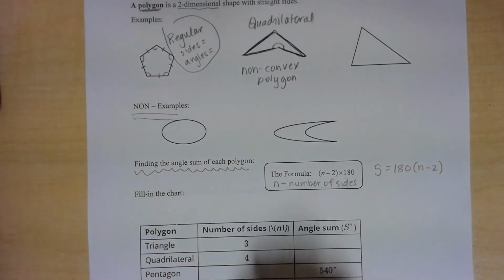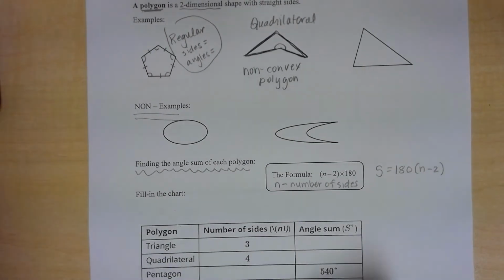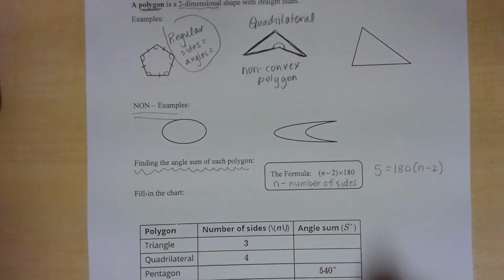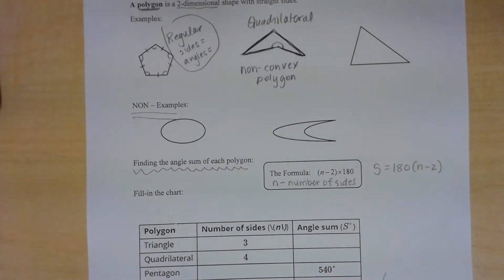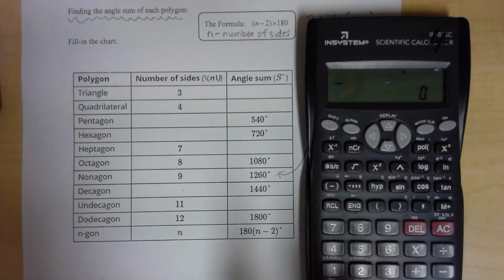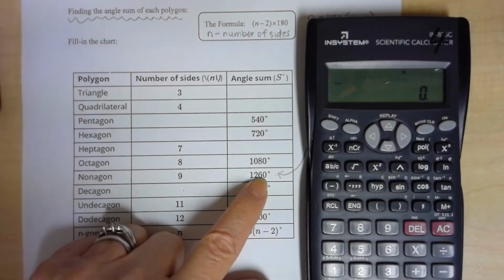Okay, so you're going to fill this chart in. I'm going to leave you to fill in all the blank spaces. I'll do this nonagon with you, even though it's there already. I'll show you on your calculator how to do that. Let's do this nonagon here, and I want to try to get that 1260.